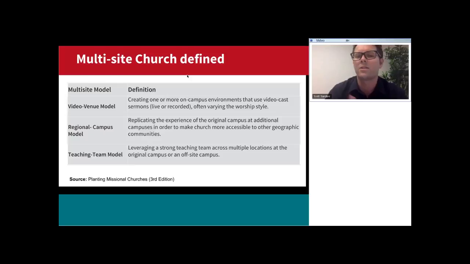So what does that look like? Well, I think there are three models that are operating at the moment in Australia, and I'll give some examples of those. We've got the video venue model, where you create one or more campus environments that use video cast sermons, live or recorded, often with varying worship styles at each location. So you have a different worship style maybe for the inner city versus, say, the suburban church, and so you're able to meet the demographic.